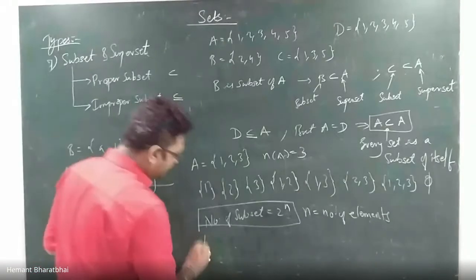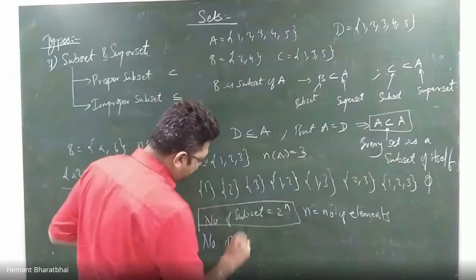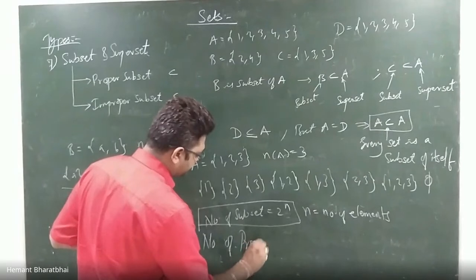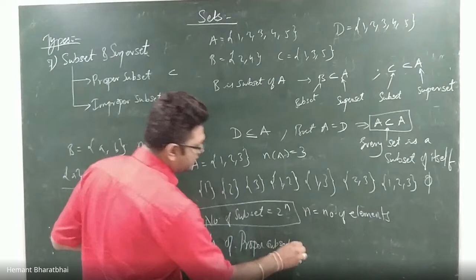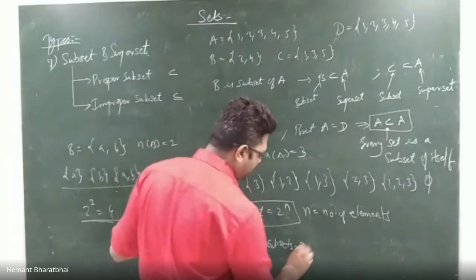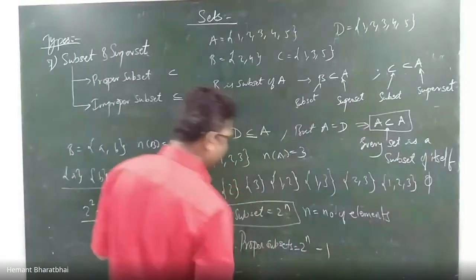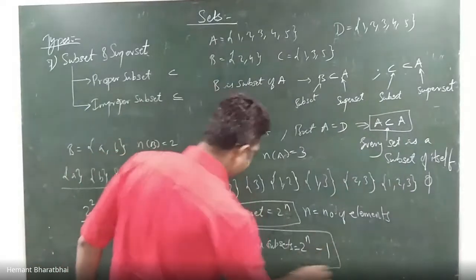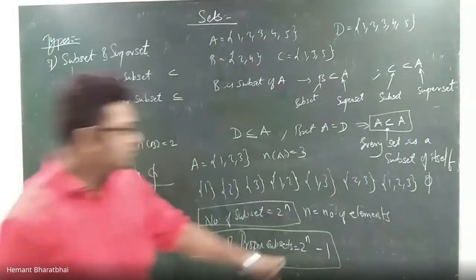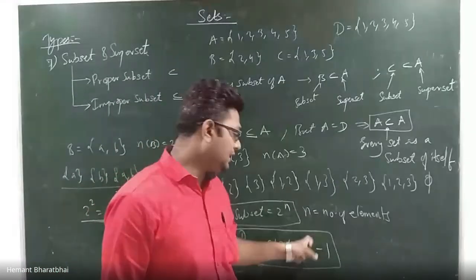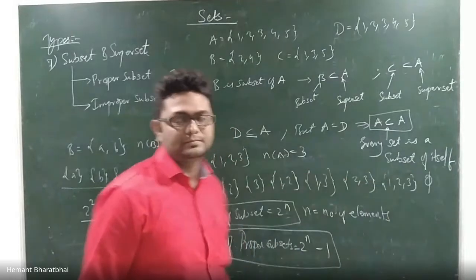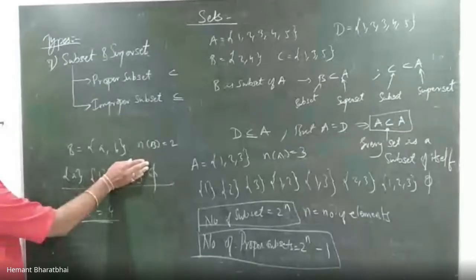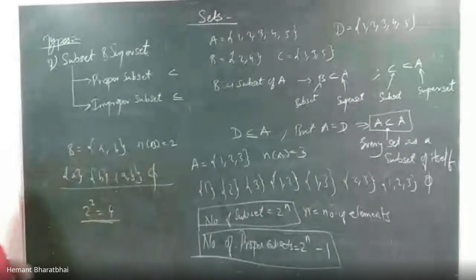Therefore, if I say number of proper subsets, then you just have to remove one, that is the set itself. So the formula becomes 2 raised to n minus 1. You just have to remove one set. So now if you do 2 raised to 3, that is 8, minus 1, 7. So if you remove this, only 7 will remain. Similarly, 2 raised to 2, that is 4, 4 minus 1, that is 3. So if you remove here, what remains is 1, 2, and 3.